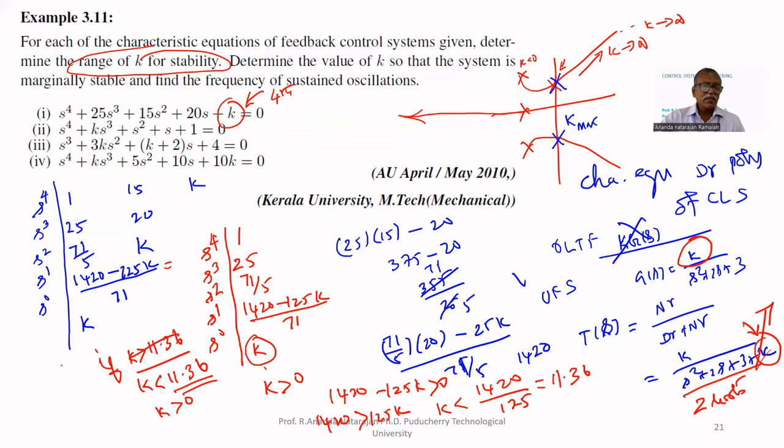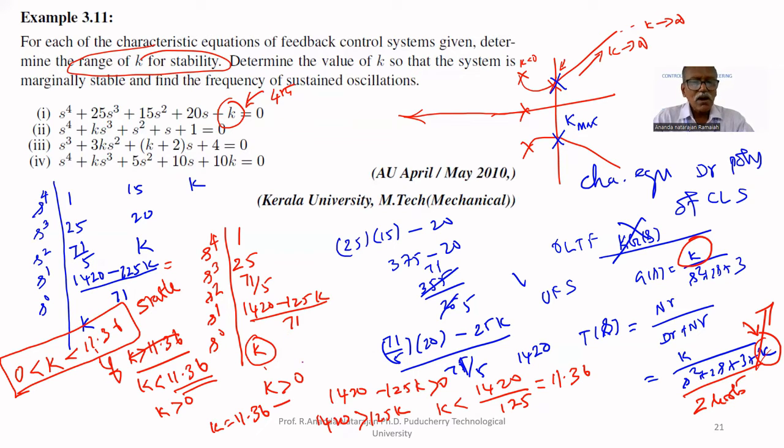So the range of k is asked. Range of k is it should be less than 11.36 and it should be greater than 0. For 0 to 11.36, the system is stable. At k equal to 11.36, it is marginally stable. If it is greater than 11.36, the system is unstable. Let us check all these things in MATLAB.